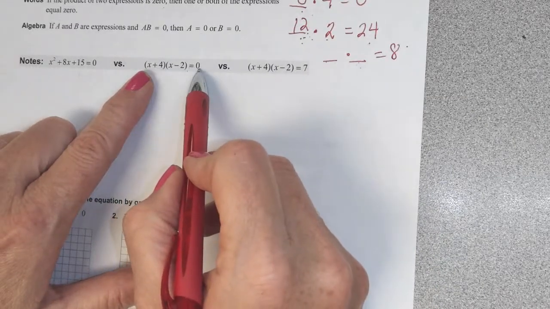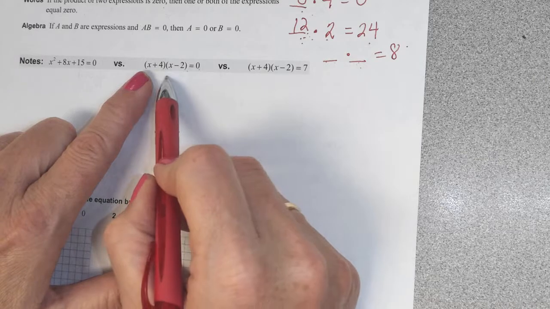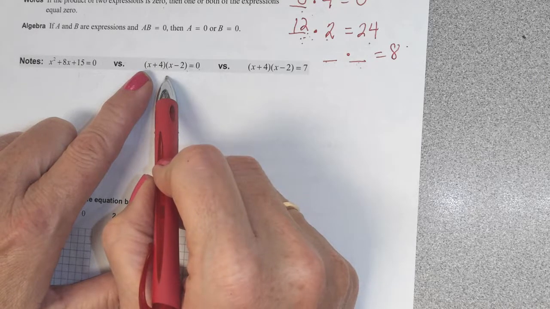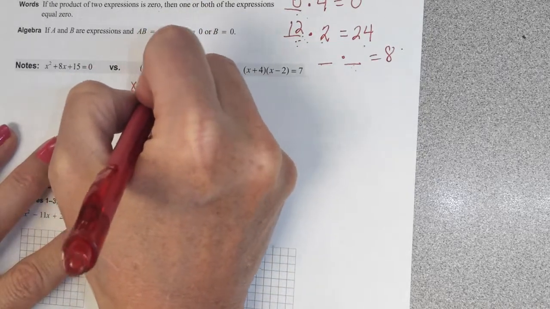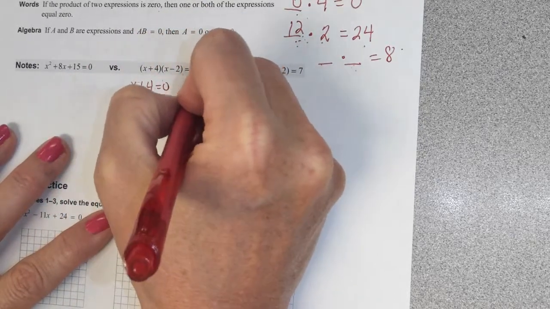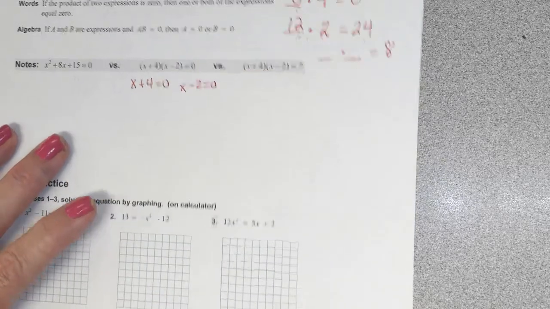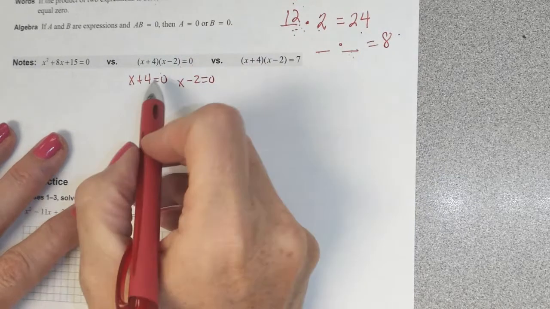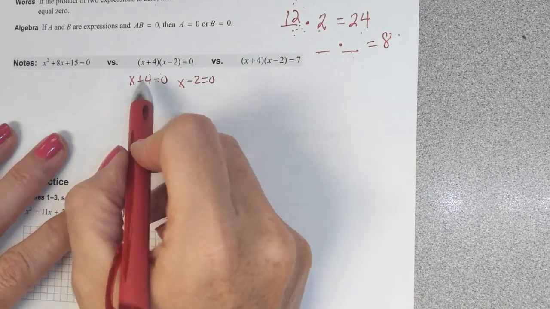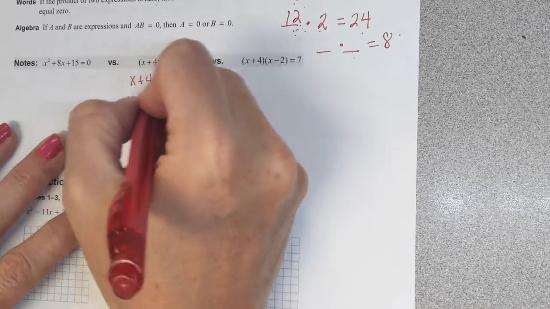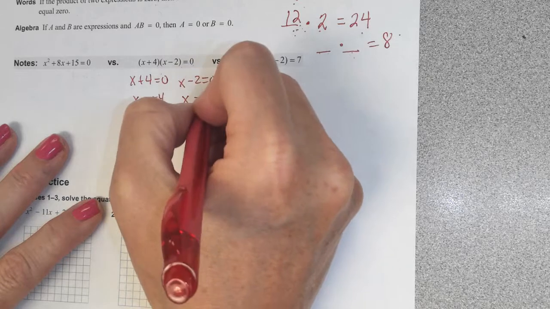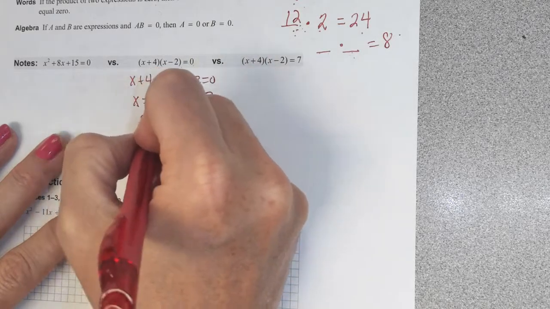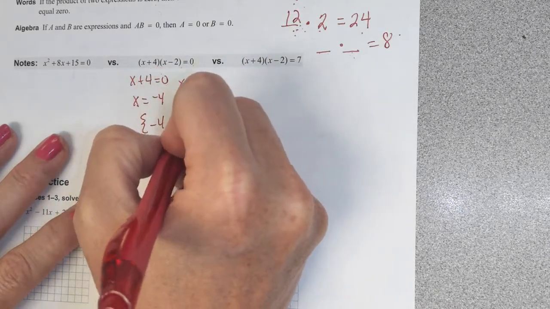Is it set equal to 0? Is it factored? So therefore, all I have to do is set x plus 4 equal to 0 and x minus 2 equals 0. One of them must be 0. What's the solution for this one going to be? Negative 4. What's the solution to this one going to be? 2. So there's our solution, negative 4 and 2.